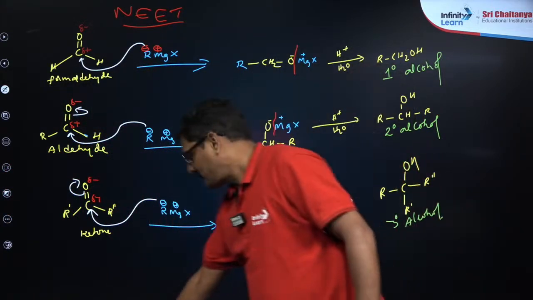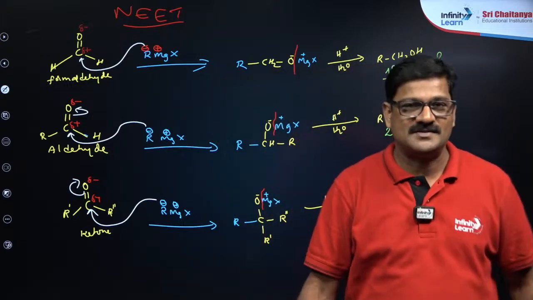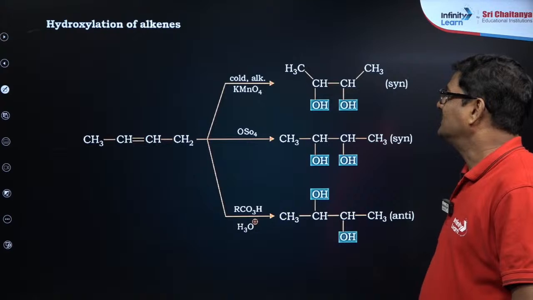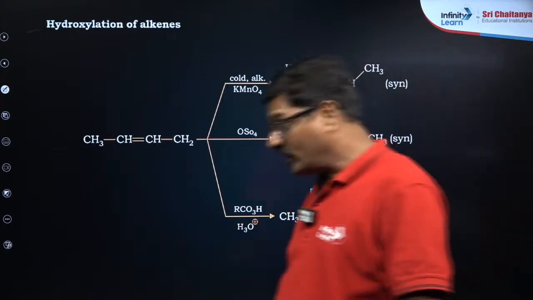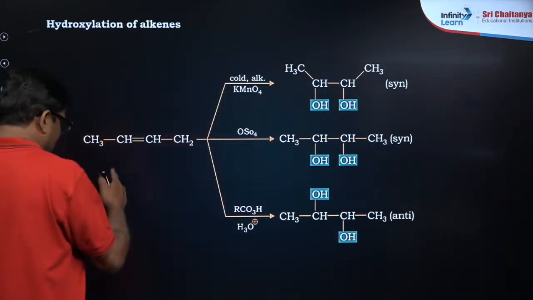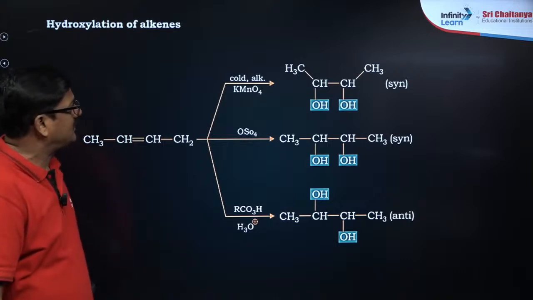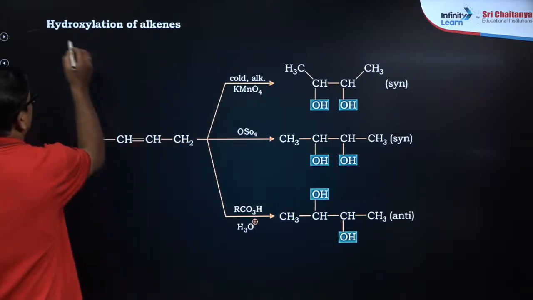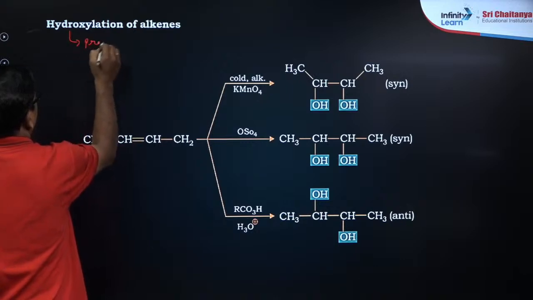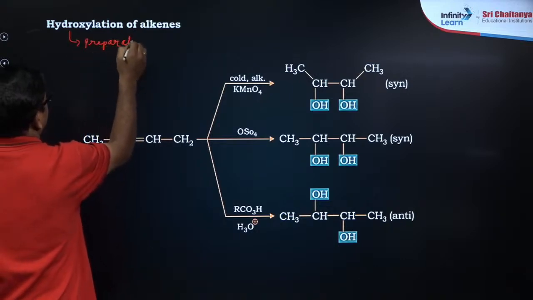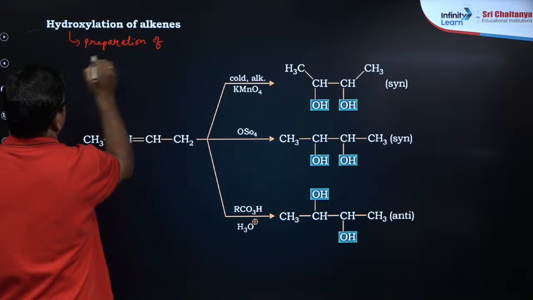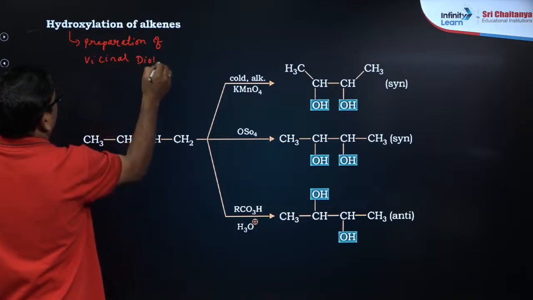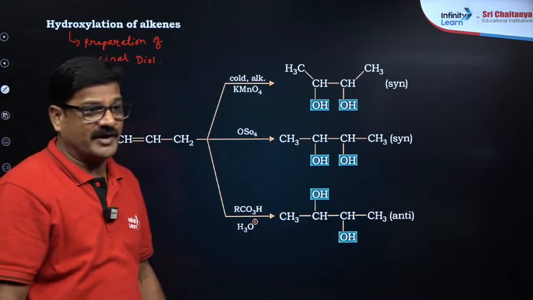Okay. Any doubt, dear students? Do you want to do some questions? Yes, hydroxylation of alkenes is one more method. This is an alkene. You can go with hydroxylation. Hydroxylation means preparation of vicinal diols. Okay?